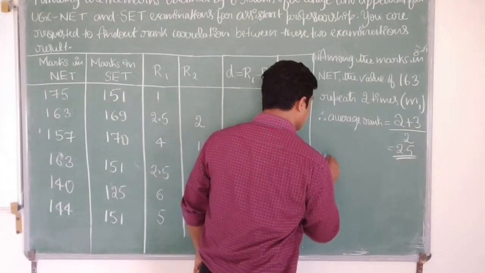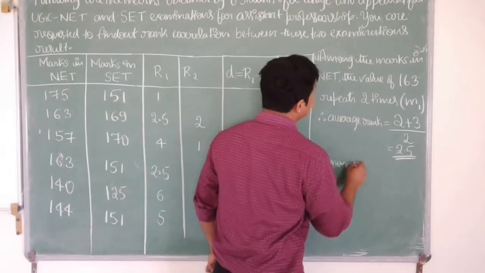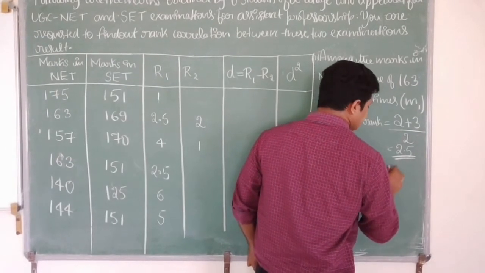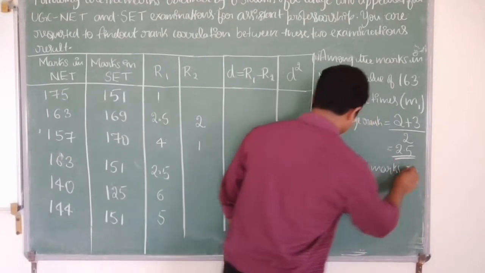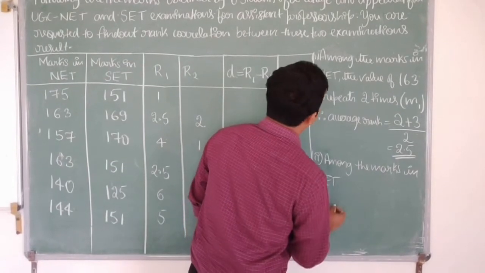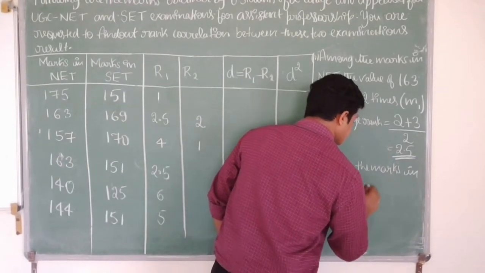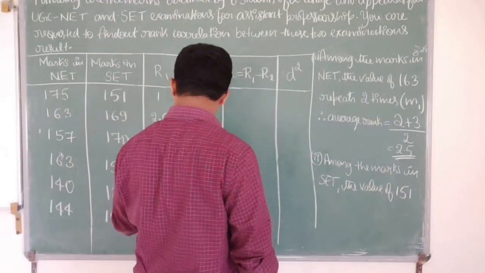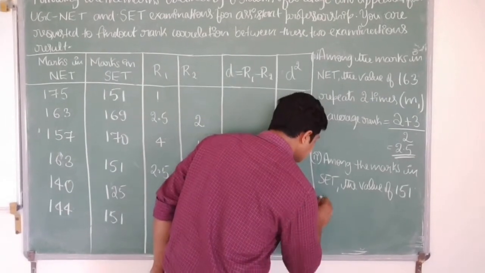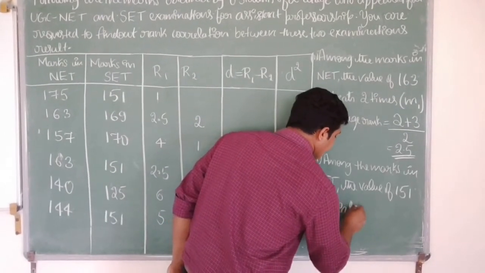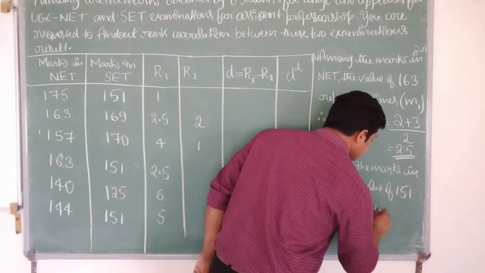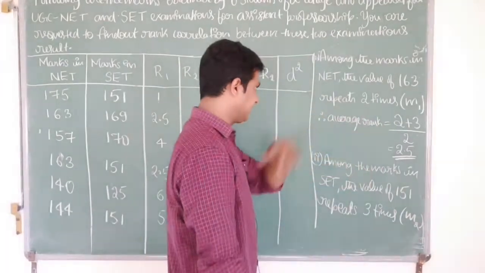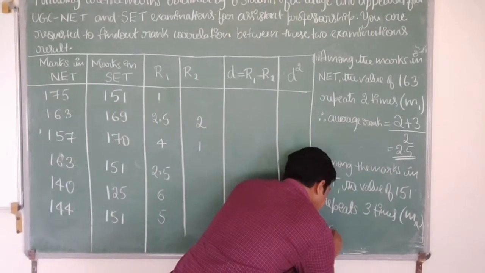Second case I'll write. Now this is the case of the marks in SET. So I'll write, among the marks in SET, same sentence formation: in SET, the value of 151 repeats 3 times. I'll denote this as M2. I'll explain later on what it is. Therefore, average rank is.